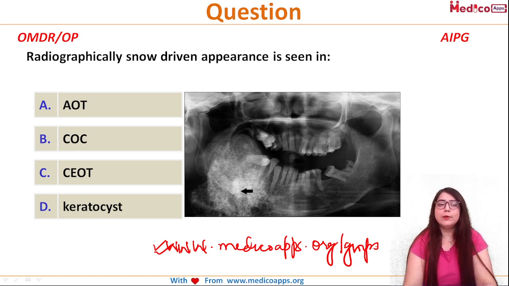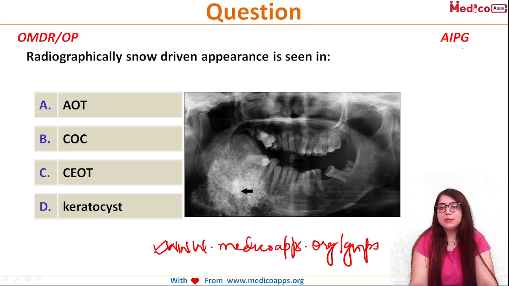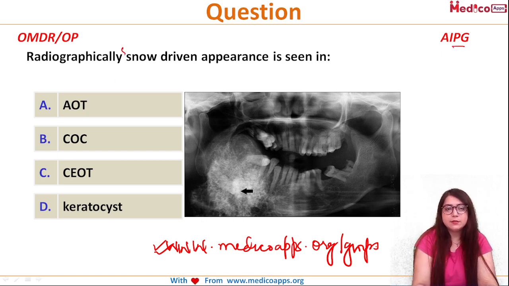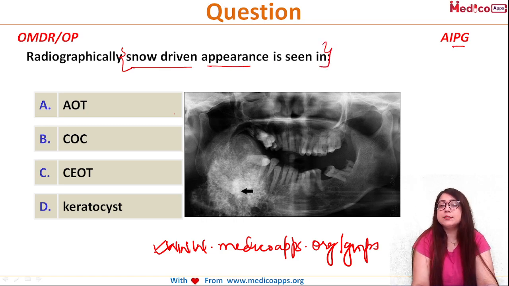So let's start with the question. This question has been asked in the AIPG exam, and the question was: radiographically, snowdriven appearance is seen in, and the options given were AOT, that is adenomatoid odontogenic tumor, COC, calcifying odontogenic cyst, CEOT, calcifying epithelial odontogenic tumor, and keratocyst. And this was the OPG given.